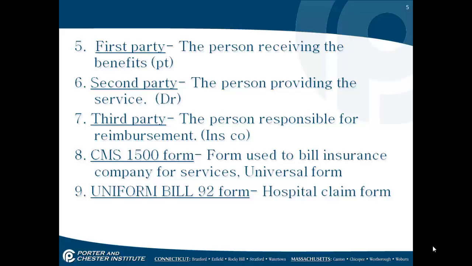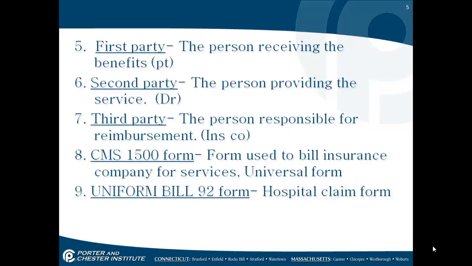The first party is the person receiving the benefit. This would be the patient. The second party is the person providing the service. This is the doctor. Third party is the person responsible for reimbursement. This is the insurance company.